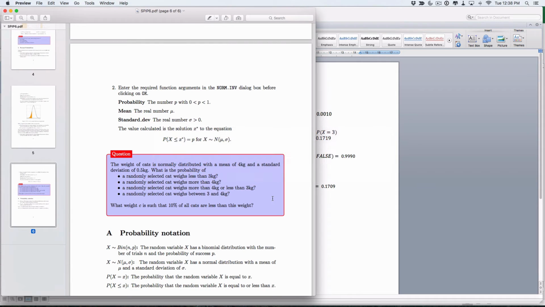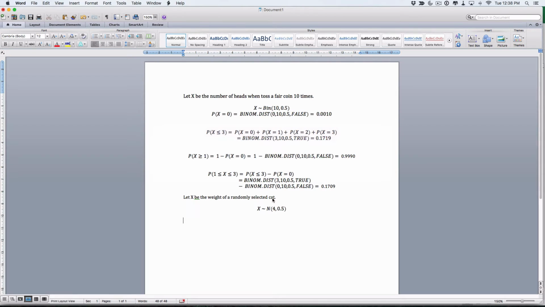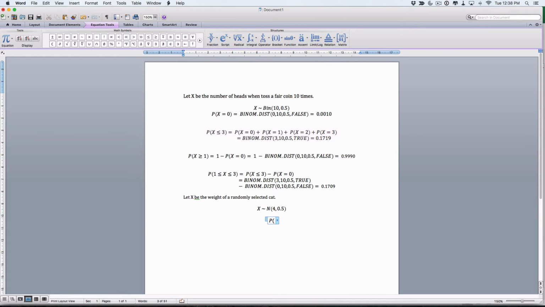So the first question, we want a randomly selected cat that is less than 3 kilograms. So we want the probability that x is less than 3. Now, just so you know, with the normal, not with the binomial, but with the normal, this is exactly the same as that. Oops, not that, that. Less than is the same as less than or equal. And that's just with the normal, not with the binomial.